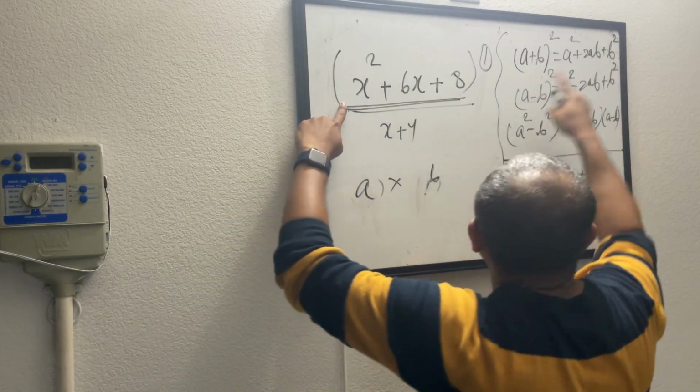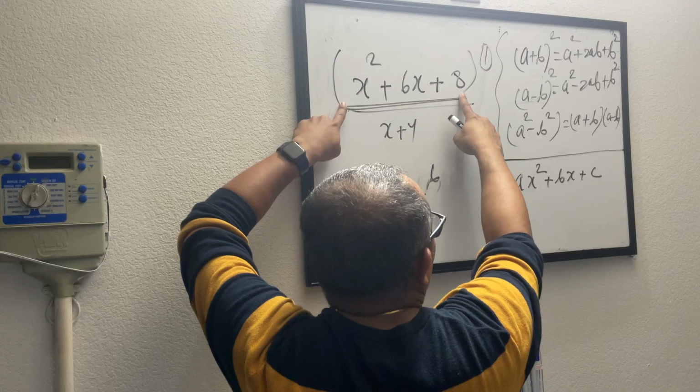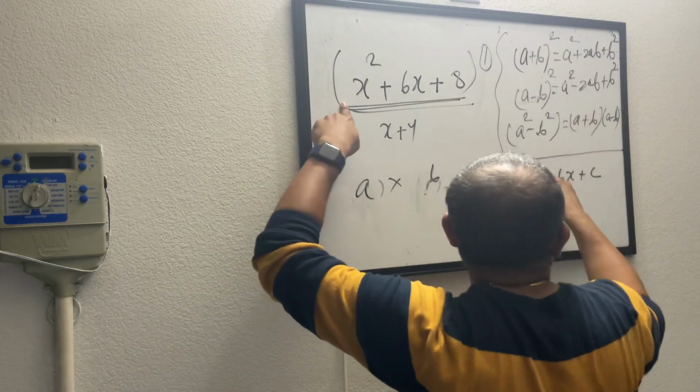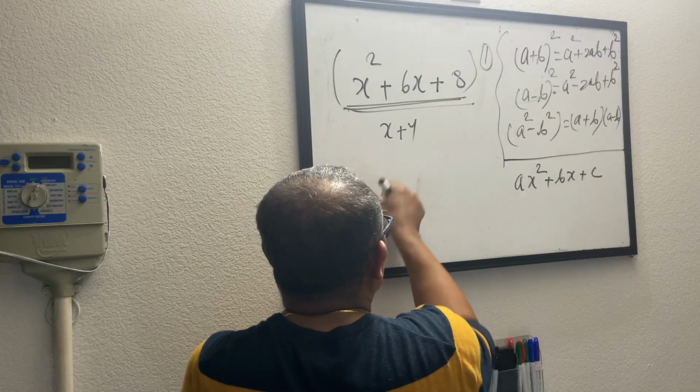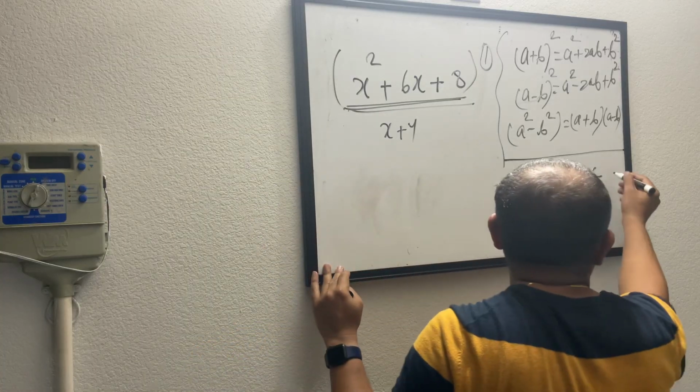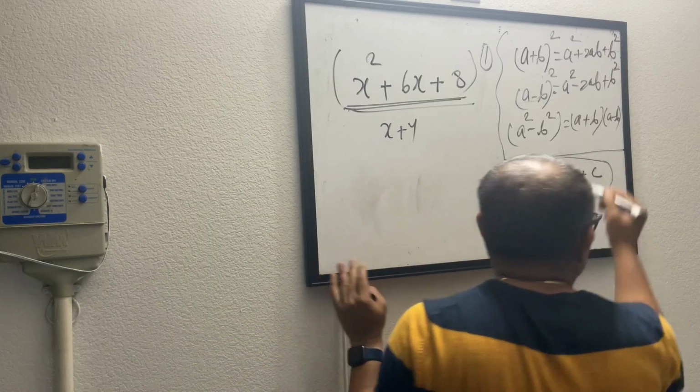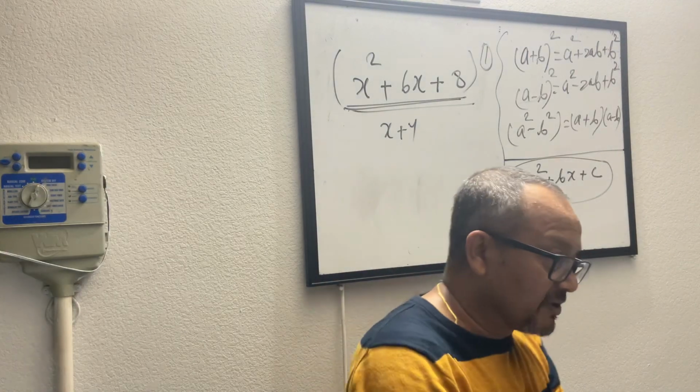I'm just comparing it. 8 is not a perfect square, so I cannot take this option. I have to look for a second option. The second option lies in this formula. This is called the standard form of a quadratic expression or equation.